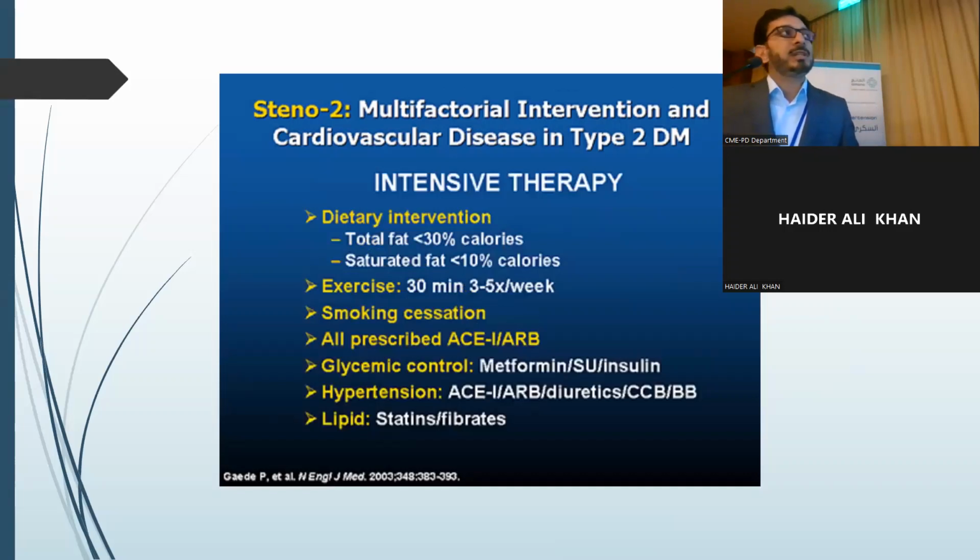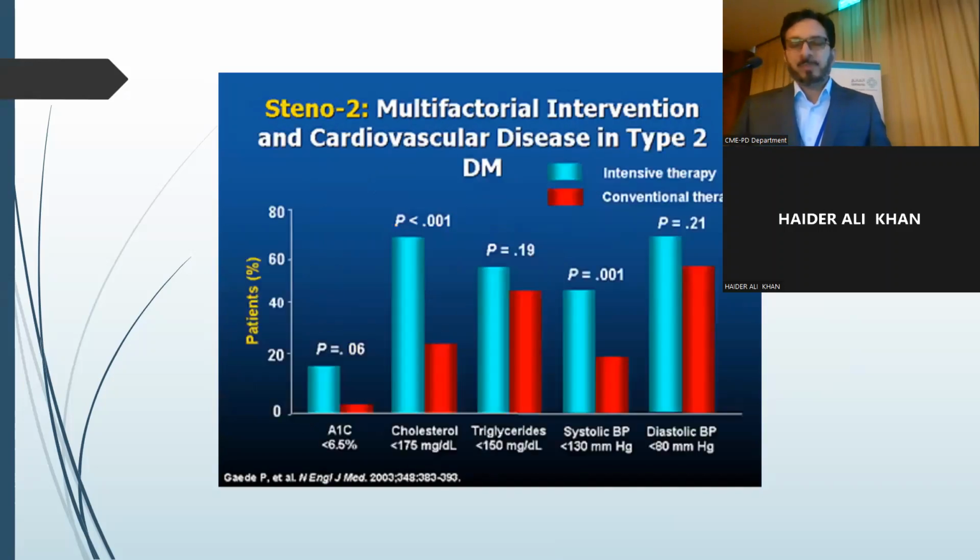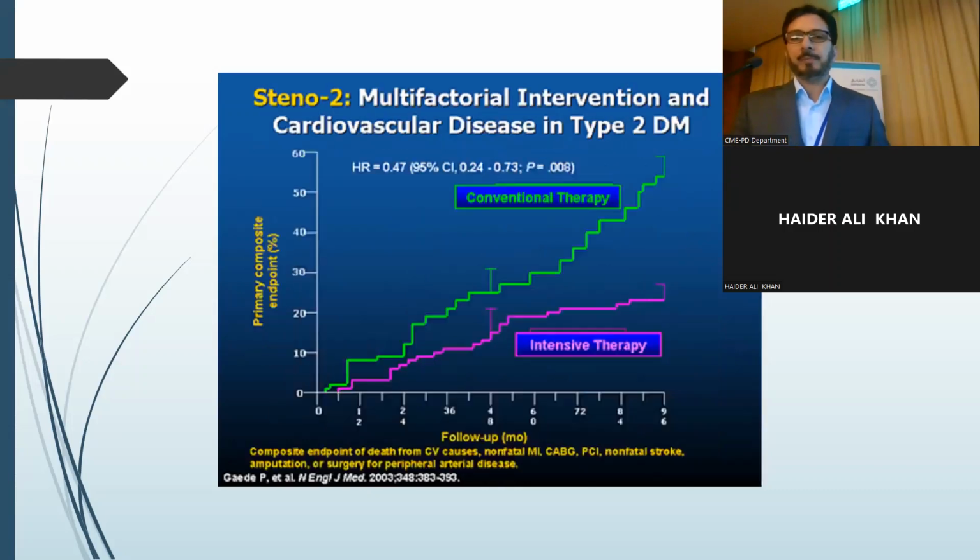These are the intensive therapy group, which received less than 30% of calories in their diet, of which less than 10% were saturated fats, exercise, smoking cessation, and all the medications. And they found that in the intensive treatment group, a greater proportion of those patients achieved the HbA1c target, achieved a cholesterol value of less than 175 milligrams, and achieved a systolic blood pressure of less than 130 millimeters of mercury.